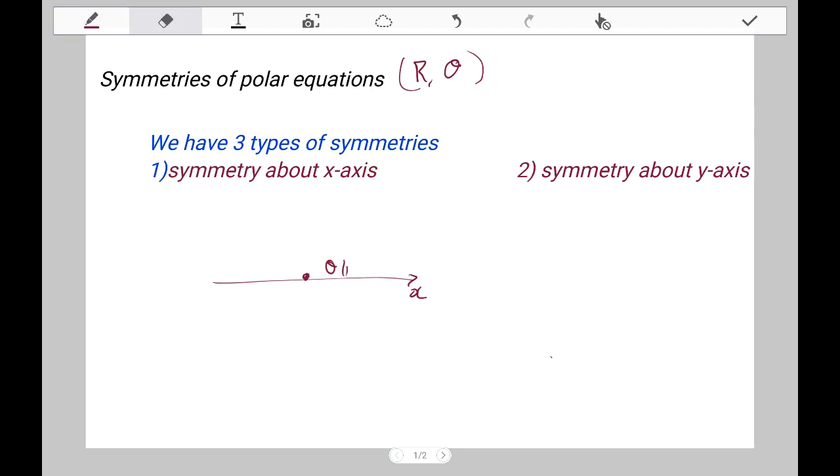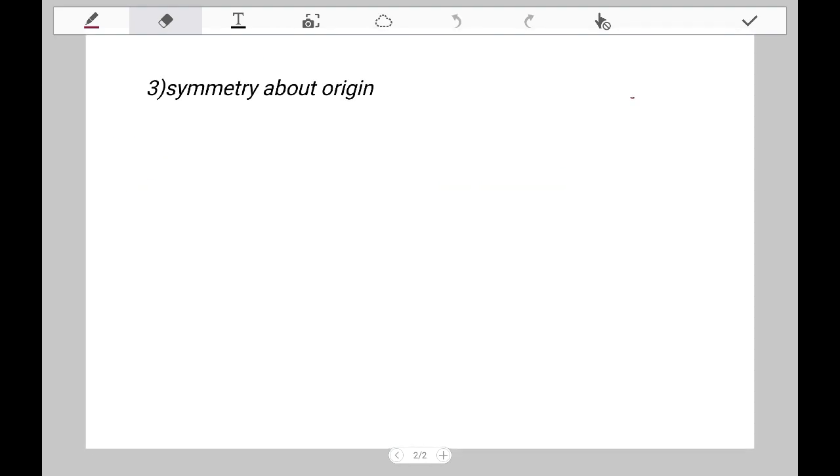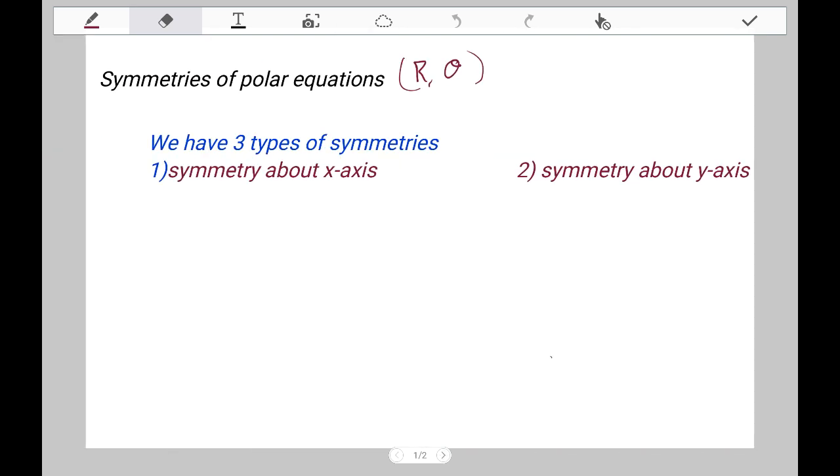So now let's consider symmetry about the x-axis. We're going to consider three symmetries. The first is symmetry about the x-axis, the second is symmetry about the y-axis, and the last is symmetry about the origin. If we say something is symmetric about the x-axis, it's symmetric if and only if the x-coordinate of that point doesn't change while the y-coordinate changes from negative to positive.